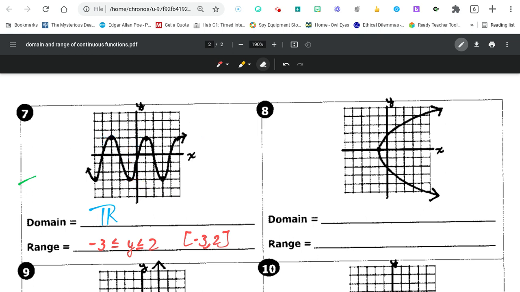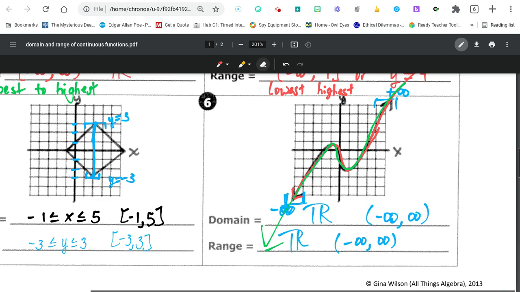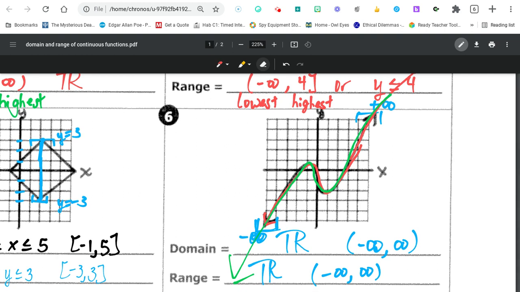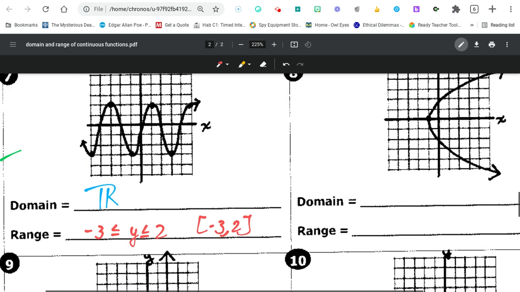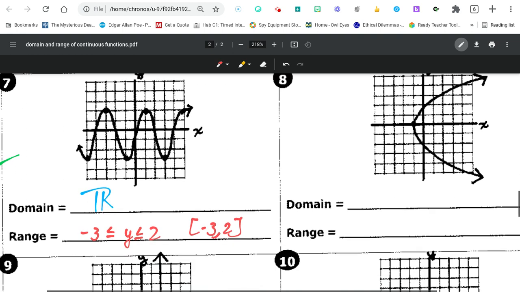Again, it's different from 6. 6 is not a bounce graph. It has a bounce in it, but it's not a continuous bounce. And you can tell that because you bounced here, but it didn't curve back like that. It continued to go straight up, okay? But here you can see the bounces on number 7.